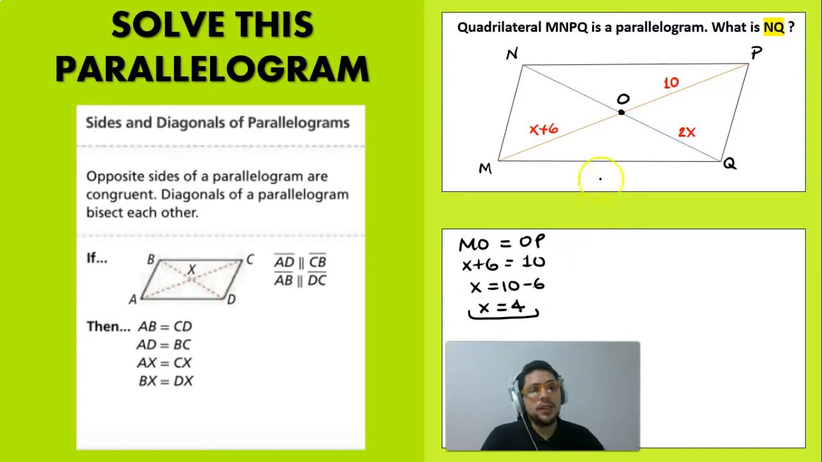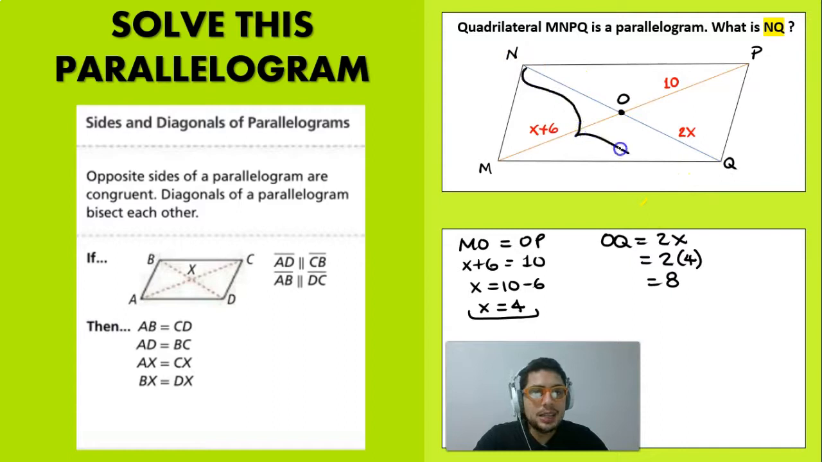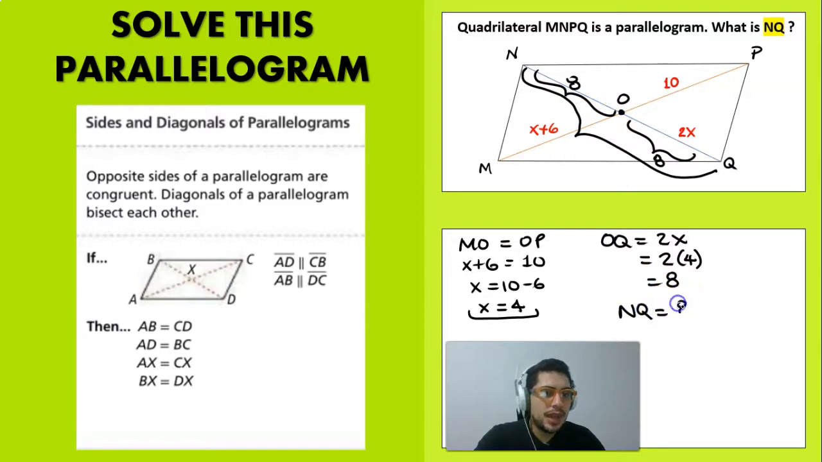Now that we know that, we also know that OQ is going to be equal to 2 times x, which means that it's going to be equal to 2 times 4. So OQ is going to be equal to 8. But we're being asked NQ. And we know that half is going to be 8. So we know that the other half is also going to be 8. So that means that NQ is going to be equal to 8 plus 8, which is going to give us a total of 16. And that is how we find the measurement of NQ.